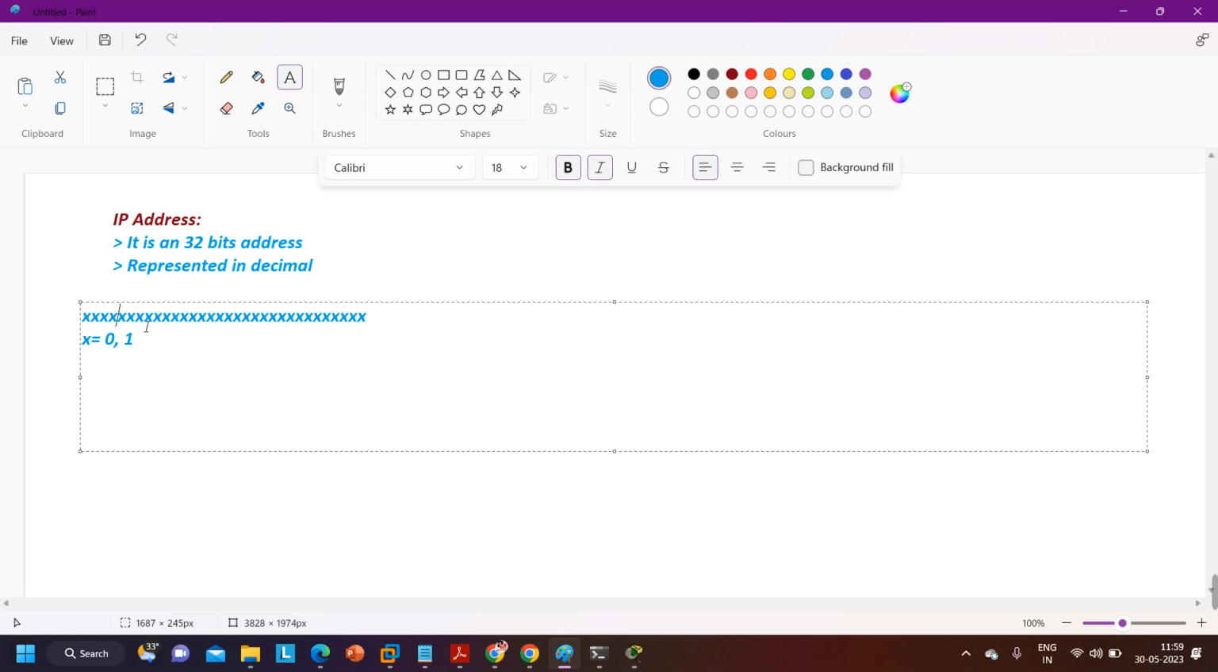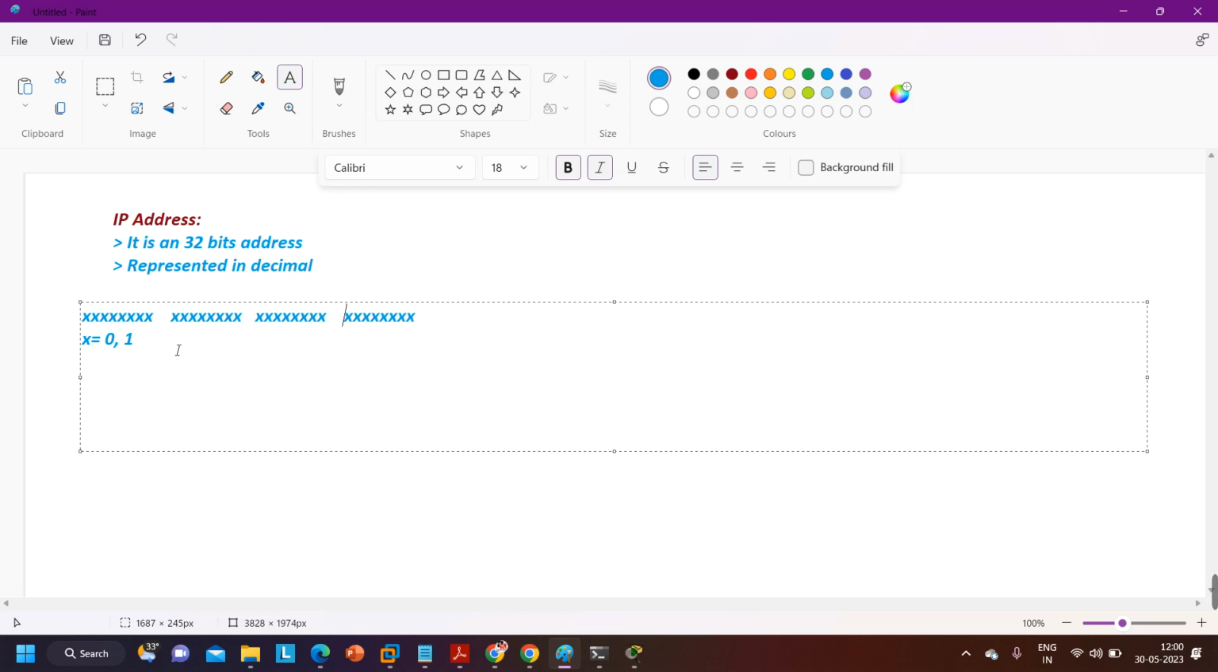First 1, 2, 3, 4, 5, 6, 7, 8. This one is one part. 1, 2, 3, 4, 5, 6, 7, 8. This one is the second part. 1, 2, 3, 4, 5, 6, 7, 8. This one is the third part and this one is the fourth part. Getting my point? There are 4 fields in an IPv4 address, and this is fixed for all organizations.